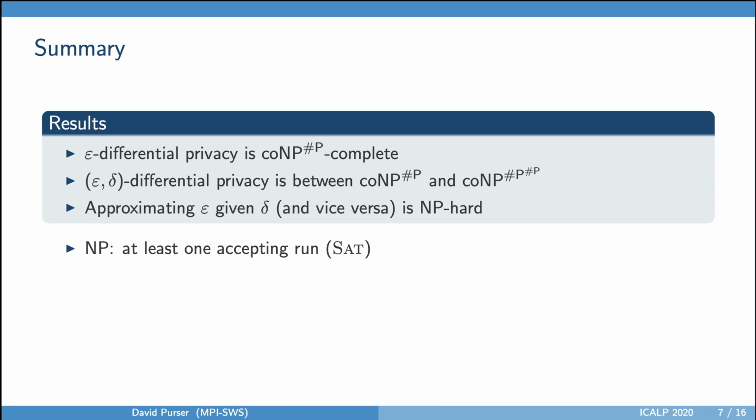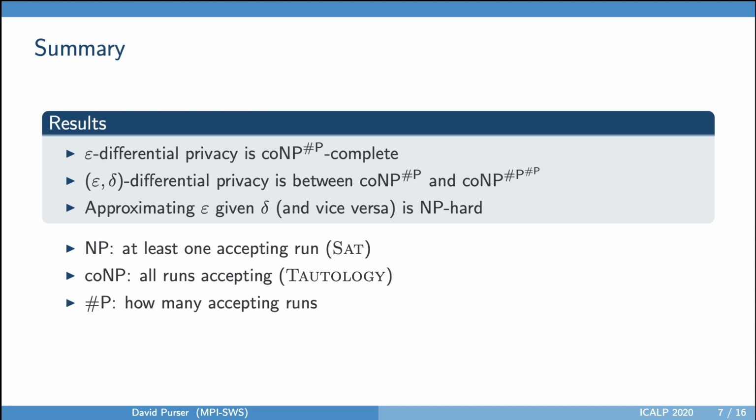So, as a reminder, NP is the complexity class of problems which can be solved using a non-deterministic polynomial time Turing machine where at least one run must accept. The complete problem here is satisfiability, where given a Boolean formula, you require at least one assignment to the variables that results in the formula being satisfied. The complement, coNP, requires that all runs of a non-deterministic Turing machine accept, and tautology is complete for this class, where the formula must be satisfied for all possible assignments.